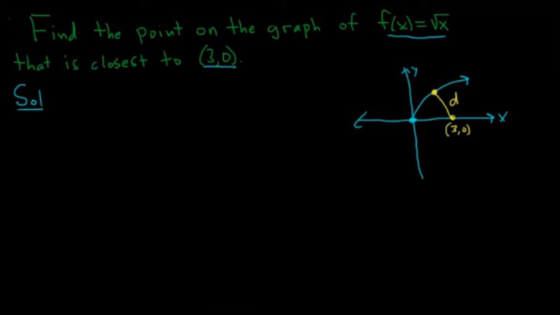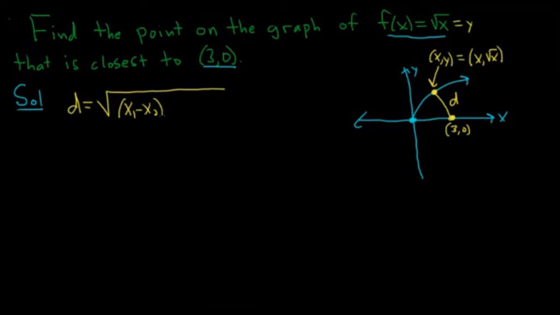So D here will be the distance between our point on the graph and (3, 0), and in order to be as close as possible, we want D to be as small as possible. This point can be written as (x, y), but in this problem y equals the square root of x. So the point is really (x, square root of x), and now we will use the distance formula.